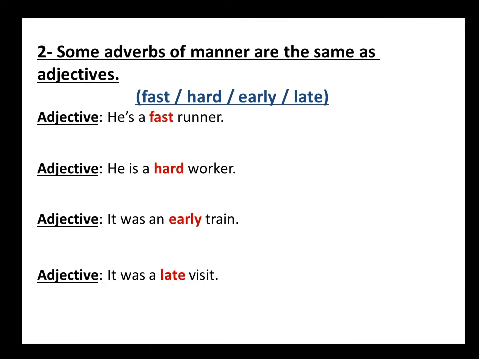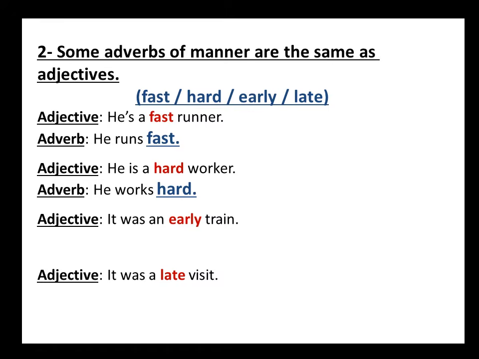Number 2, some adverbs of manner are the same as adjectives. Look, fast, hard, early, and late. These words can be used as adjectives or adverbs. Look at the examples. He is a fast runner. Fast here in the example is an adjective because it describes the runner. But the adverb form, he runs fast, is the same. Adjective, he is a hard worker. Adverb, he works hard.